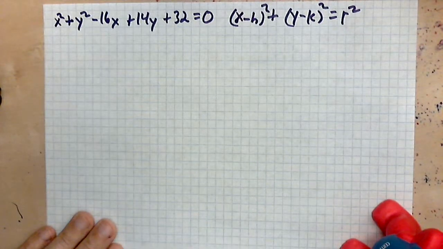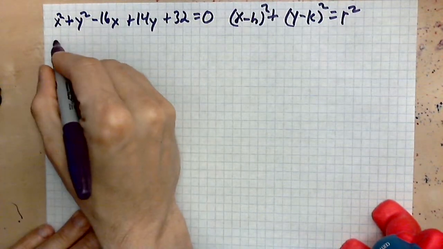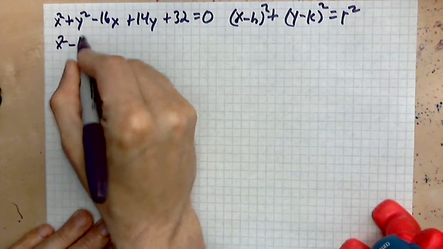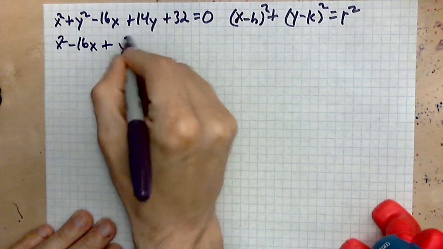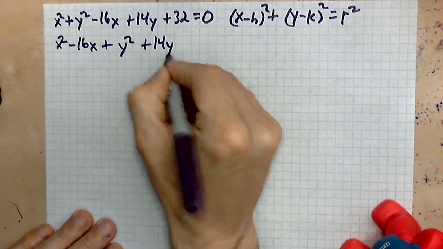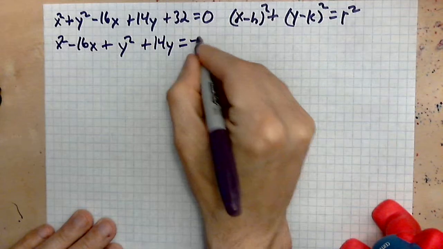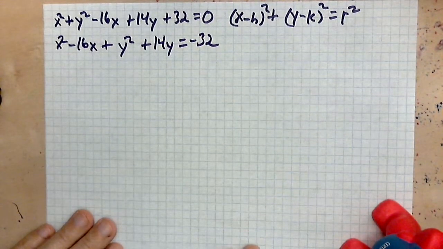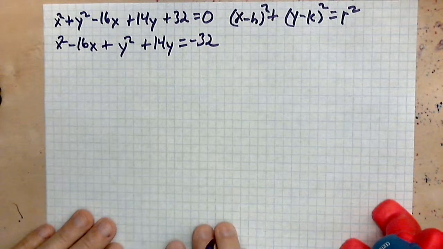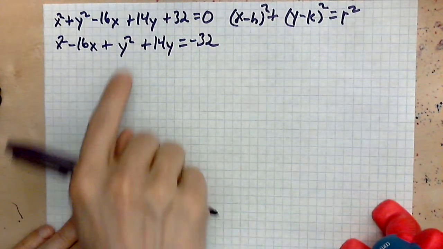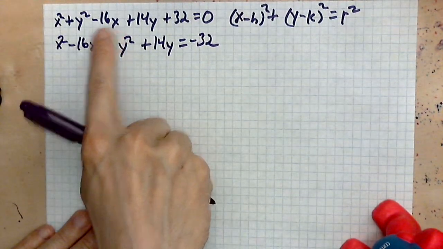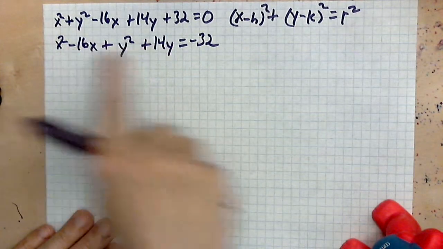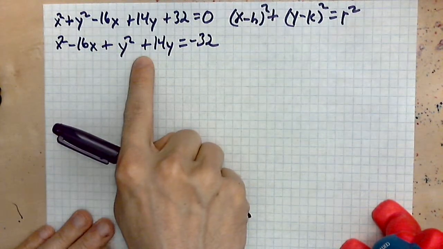So we will have to complete the square. So gather the x's together. So you have x squared minus 16x plus y squared plus 14y equals negative 32. Okay? So all I'm doing is taking the 32, moving it to the right side, and then gathering the negative 16x with the x squared. Now we can complete the square on the x's and y's individually.